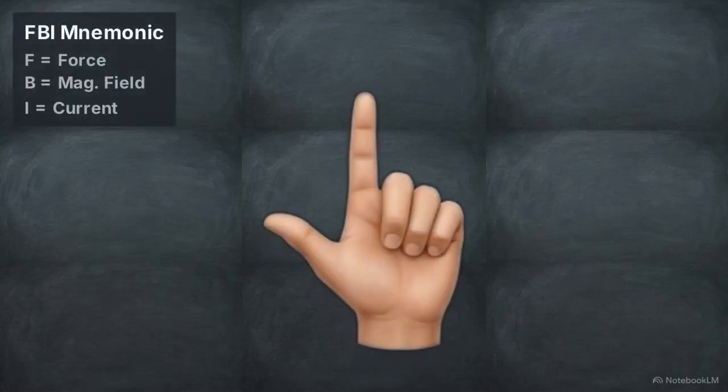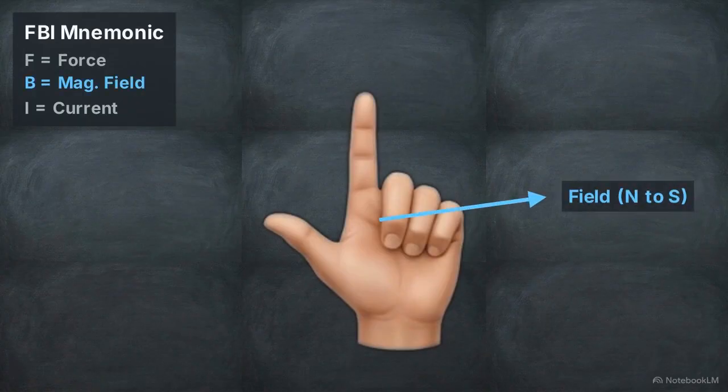To predict the precise three-dimensional direction of this force, physicists use Fleming's left-hand rule. Hold your left hand with 3 fingers at right angles. The index finger points toward the external magnetic field. The middle finger points in the direction of conventional current.